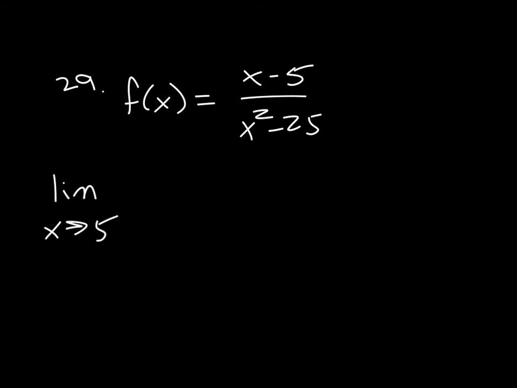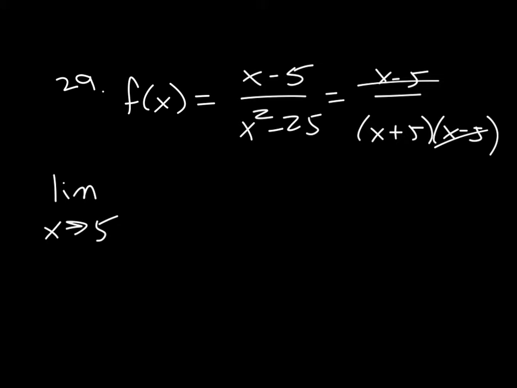Yeah, so we're going to factor that. That's a difference of squares, right? So then we have (x minus 5) over (x plus 5)(x minus 5). And so then these can cancel. And so really what we're doing is 1 over x plus 5.